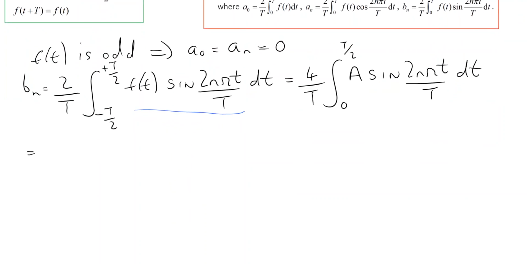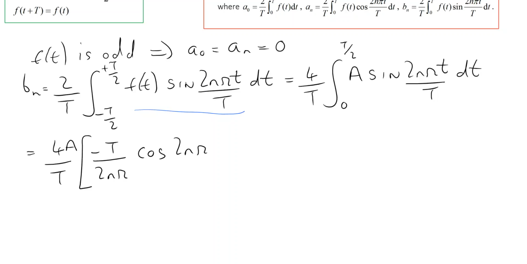We can write this is going to have a value of 4 divided by T. Now it's a sine integral. We can bring the A outside because that's a constant. The sine integral goes up to minus cosine, and there's a factor of minus big T over 2n pi that comes out, and then we have cos 2n pi t over big T, and then the limits are 0 and plus T over 2. We can bring out the prefactor here, we can bring that outside the brackets.